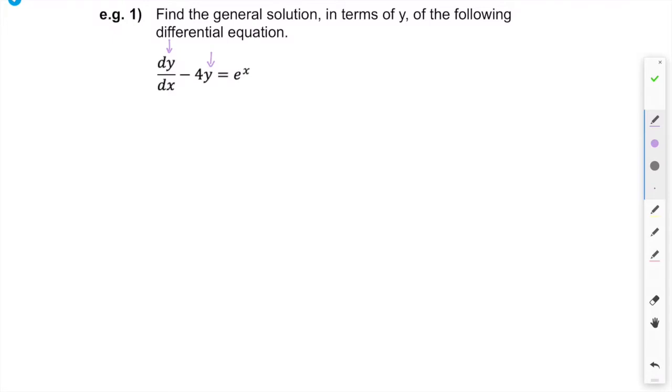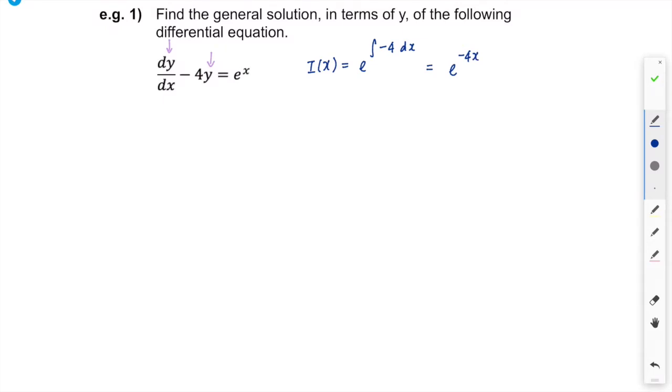That's good. Which implies that the p of x in our general method is -4, right? The multiplier of y in the second term. Which means that our integrating factor I of x can be found by taking e to the power of the integral of -4 dx, which is e to the power of -4x.